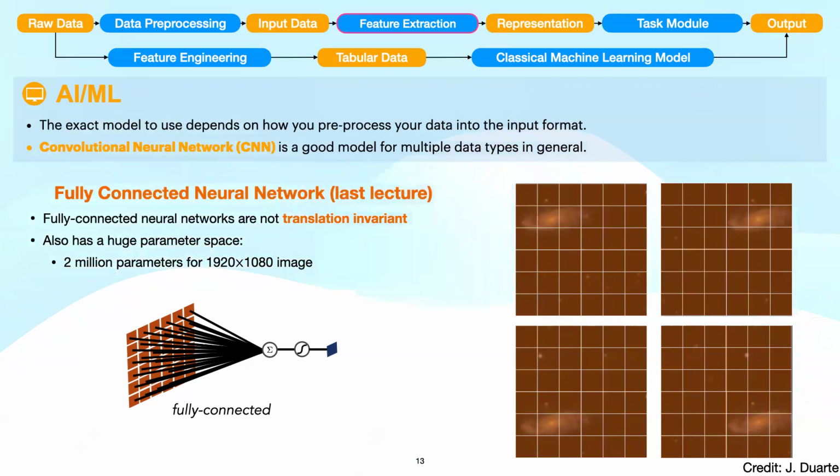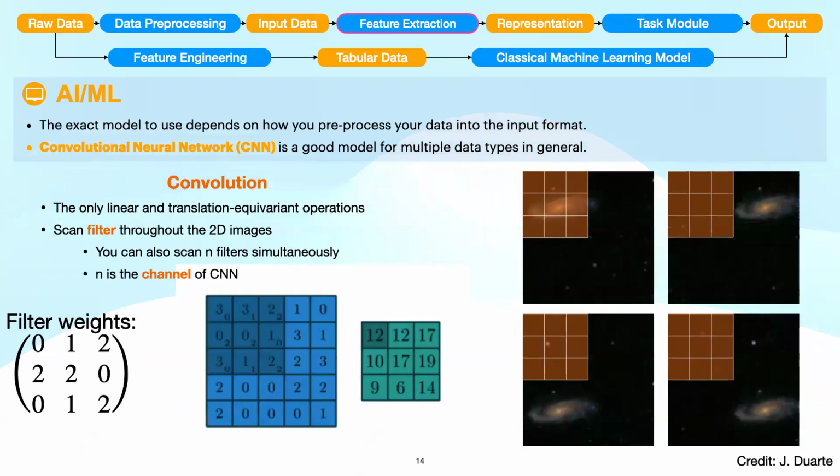To fix this problem, we can introduce an operation called convolution, which we are all very familiar with. We use convolution because it is the only linear translationally equivariant operation that we know of. The idea of convolution is to scan a filter throughout the surface of a 2D image.